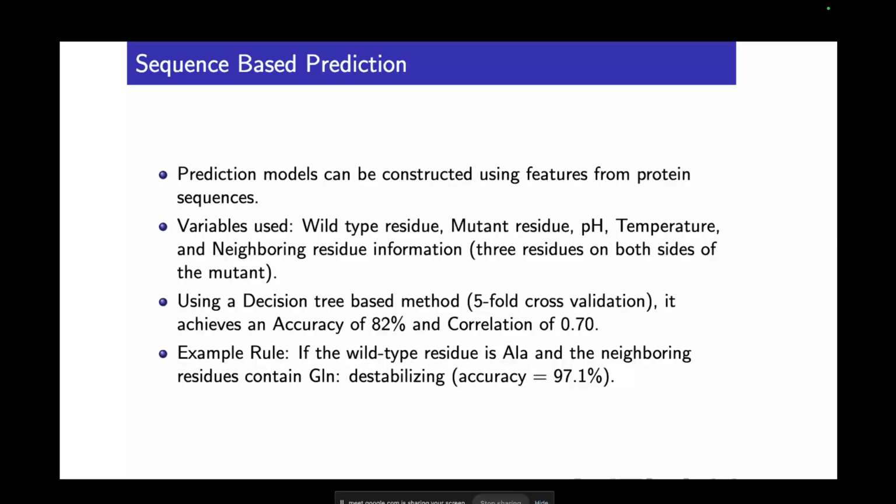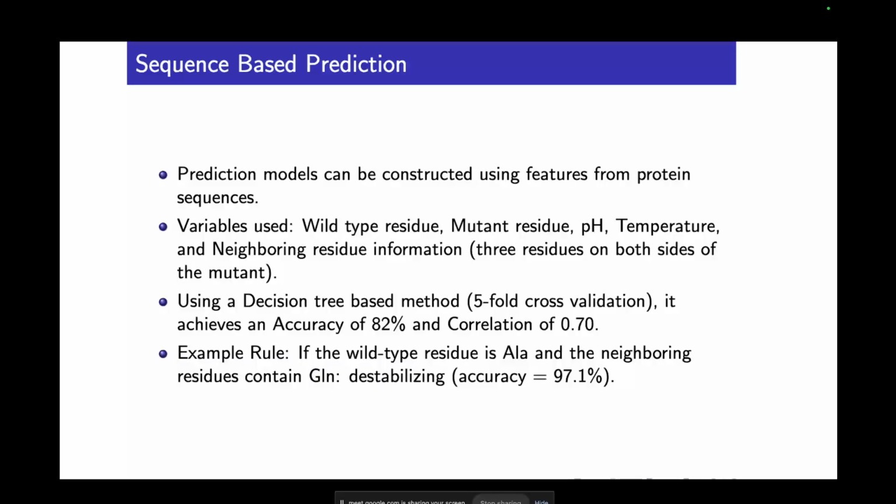So if you do this kind of prediction, what it will tell you is, for example, if you're changing an alanine to a glycine, and in the wild type the residue is alanine while the neighboring residues contain glycine, then mutating this alanine is going to be a destabilizing mutation. It can predict this with accuracy up to 97%.